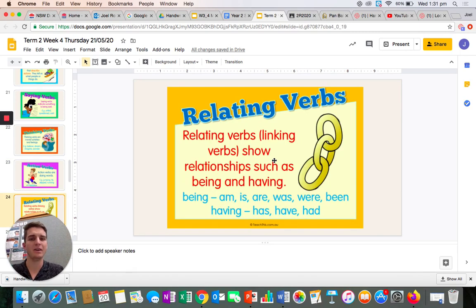And then there are also relating verbs or linking verbs that show relationships, such as being and having. For example, for being, there's am, is, are, was, were, and been. And having: has, have, and had.